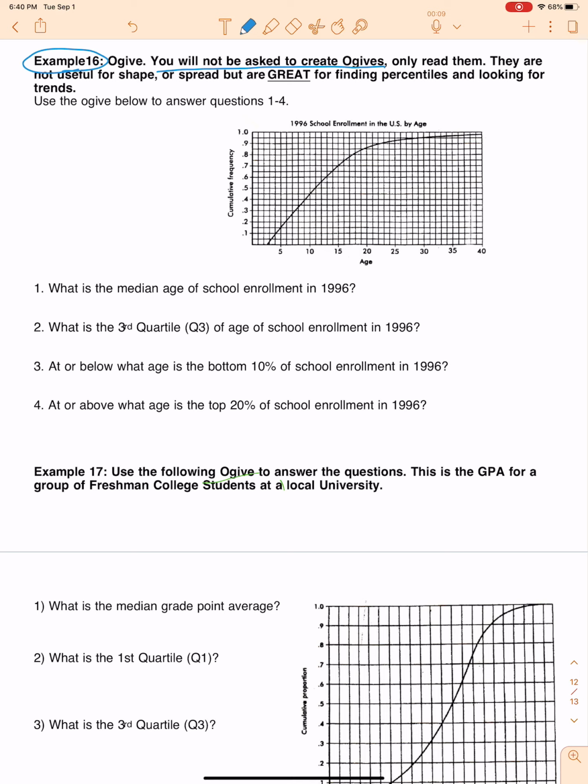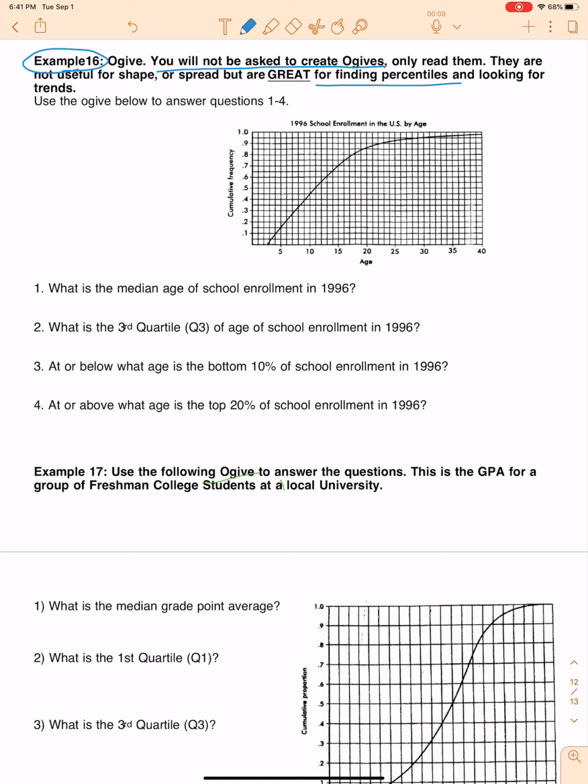All right, so here's the deal. They're not useful for shape or the spread, but it's great, as this question states, for finding your percentiles and looking for trends. So since they're good for percentiles, they kind of go along with how we read a box plot, because the box plot shows us our minimum and our 5-number summary and all that. So you'll see what I'm talking about here in just a second.